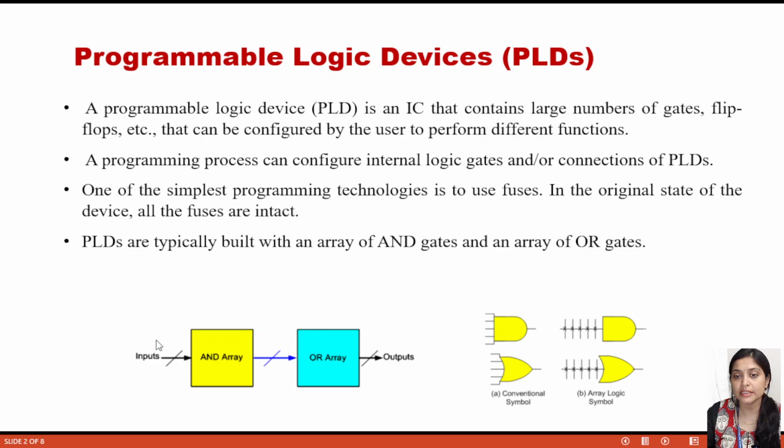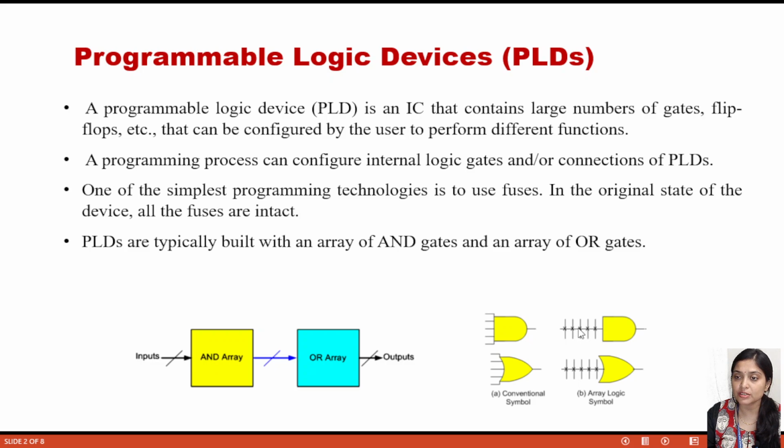So this is the symbolic representation. This is the input, this is the AND array, and this is the OR array. This is the place of output. All of you know this is the symbolic representation of the AND gate, and these are the inputs. These are the array logic symbols. Here we will not draw all the input lines, only a single line, and this type of vertical lines we will draw.